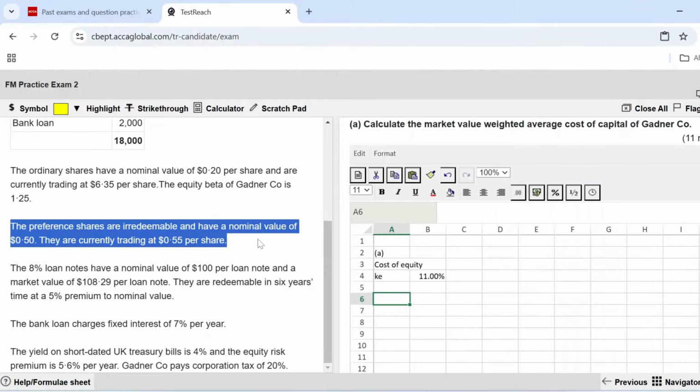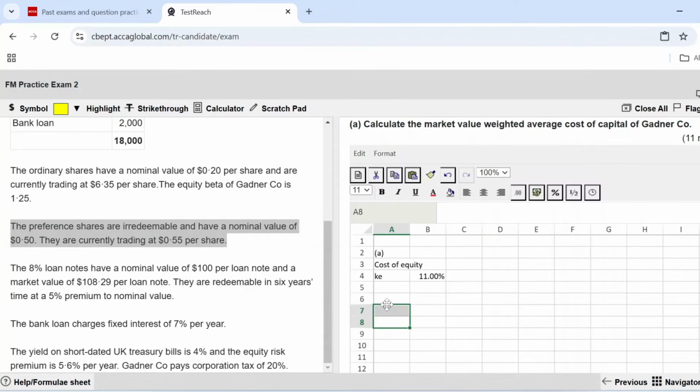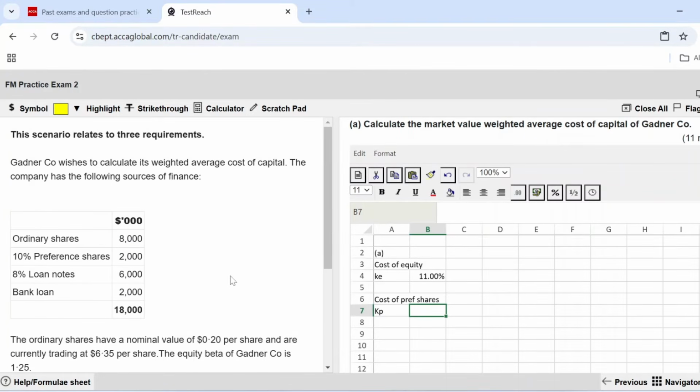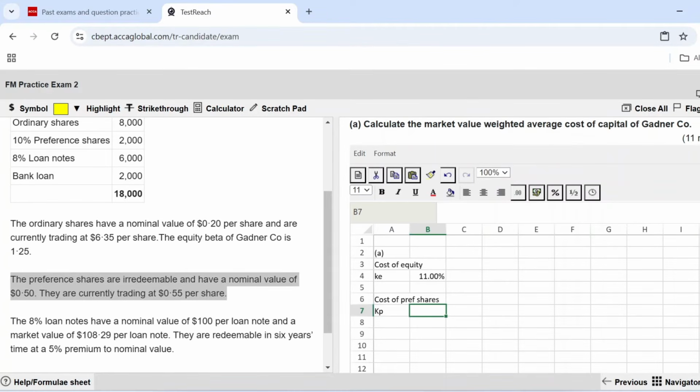This is the information pertaining to preference shares. So we will now talk about the cost of preference shares, and this is in short written as KP. So KP over here, whenever these are irredeemable ones, the formula that we are supposed to use is we take the preference share dividend and then we divide it by the value that they are at. So the cost of preference shares, let's find out.